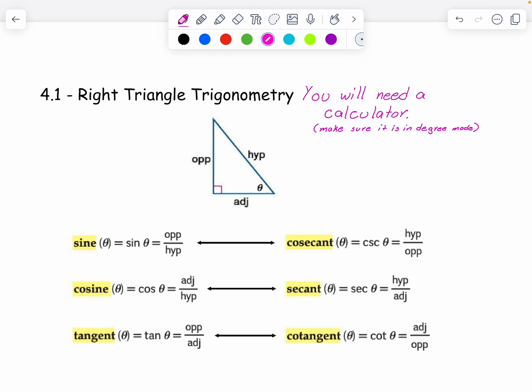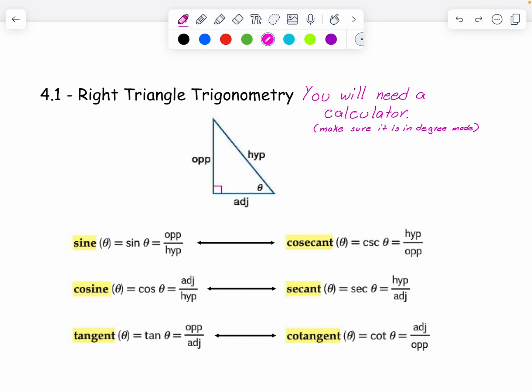All right, so what we're going to be looking at today is right triangle trig. And a lot of this you guys did in geometry. But we're going to add a little bit more to it and review what you've already done. So we have the basic 3 trig functions that you guys did in geometry, and those are going to be your sine, cosine, and tangent.